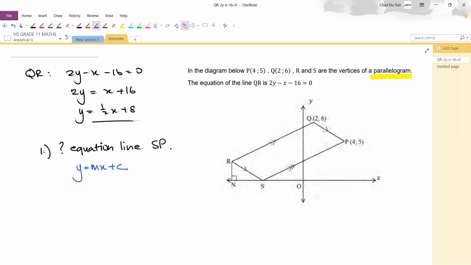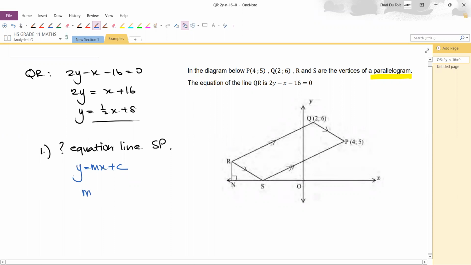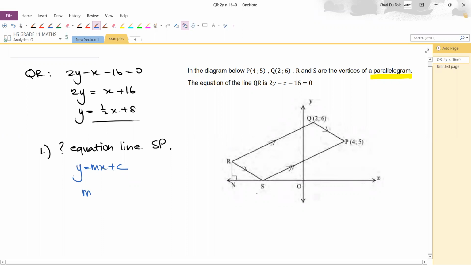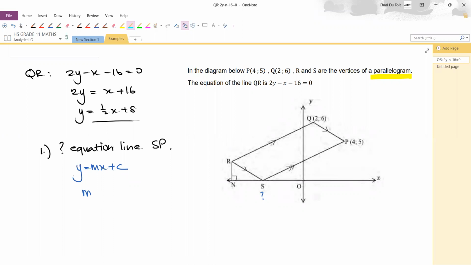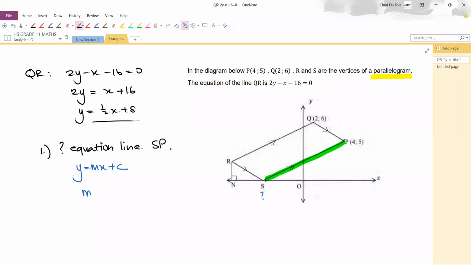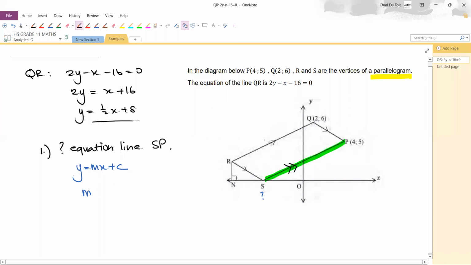Gradient, isn't it, with the m? Yeah, what is the gradient? Won't it be 5 minus 0 over 4 minus 0? No, where do you get 0? We don't have S's coordinates. You see that? Okay. We don't have the coordinates of S, but we have 2 parallel lines. What is a parallel line?